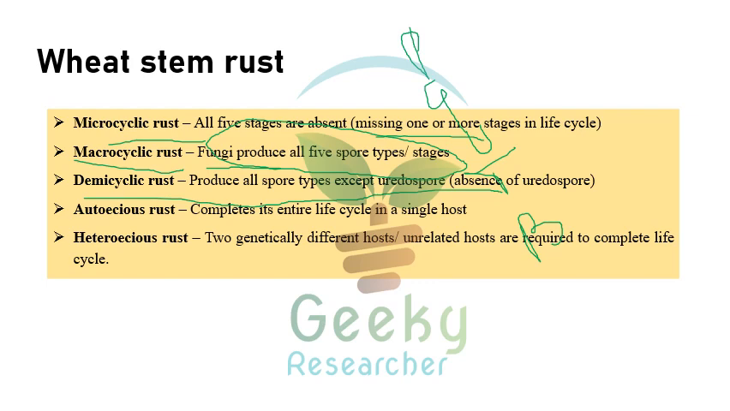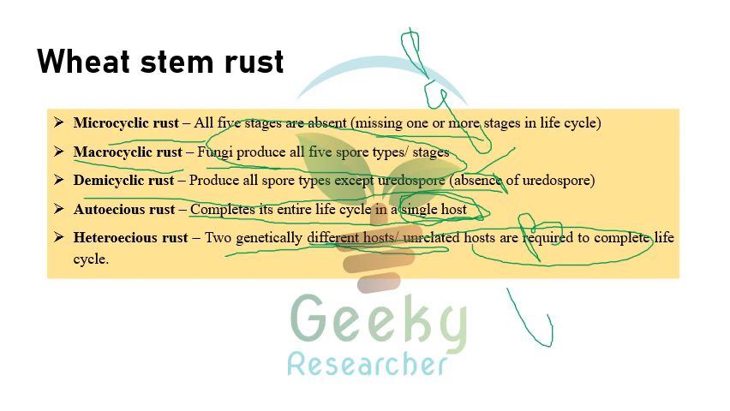Very important. Autoecious means the pathogen completes its entire life cycle on a single host. When it comes to heteroecious, the pathogen requires genetically 2 different hosts to complete the life cycle.